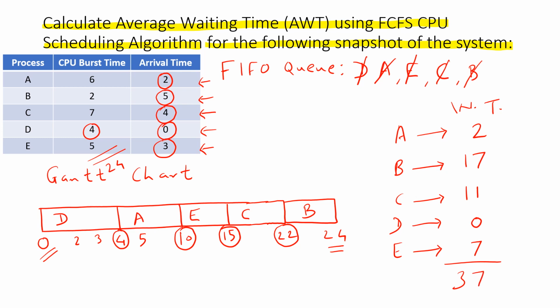When we add these values together it would be 37. So what would be the average waiting time? This is the total wait time, 37, divided by the number of processes. So when you divide it, the average waiting time would be 7.4. I hope you have understood this. Thank you.